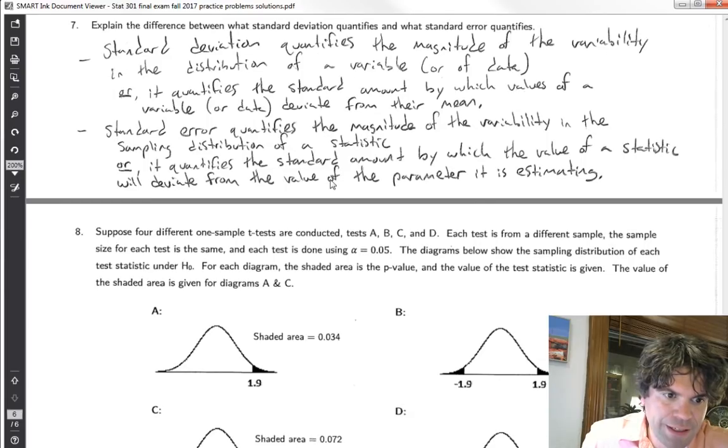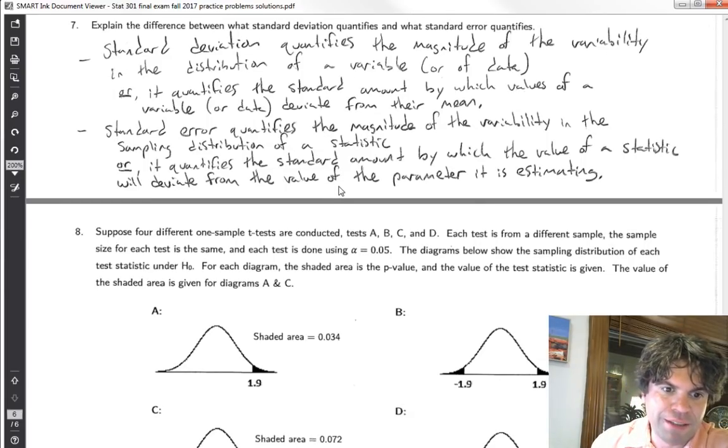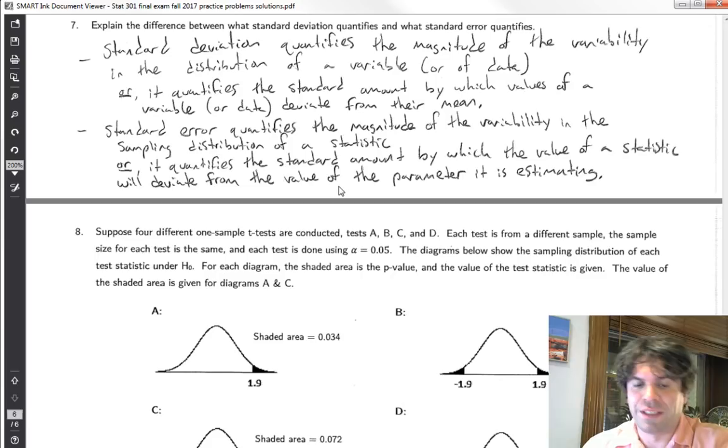Okay, 7. Explain the difference between what standard deviation quantifies and what standard error quantifies. Well, we're going back with this one. So we first saw standard error in Module 4 on sampling distributions. And we first saw standard deviation before that. So let's go back to standard deviation.